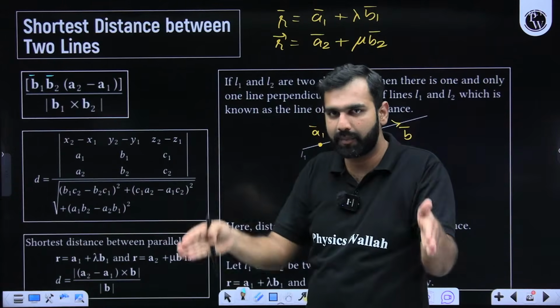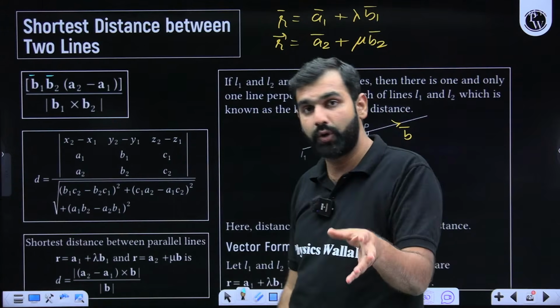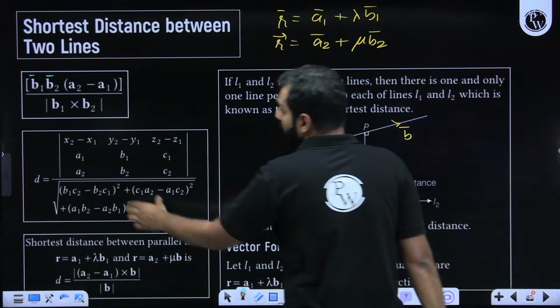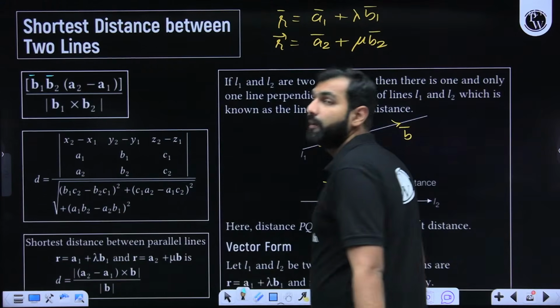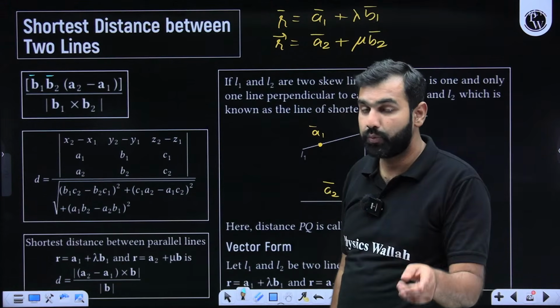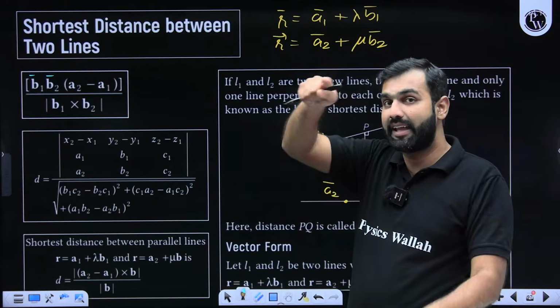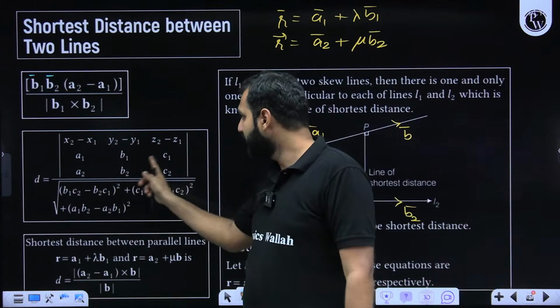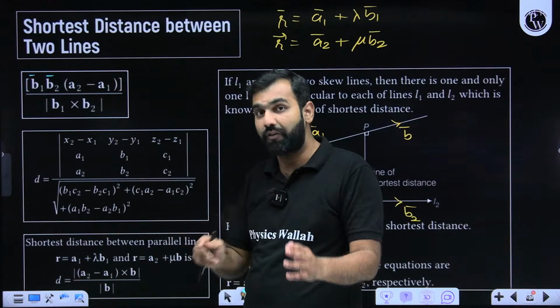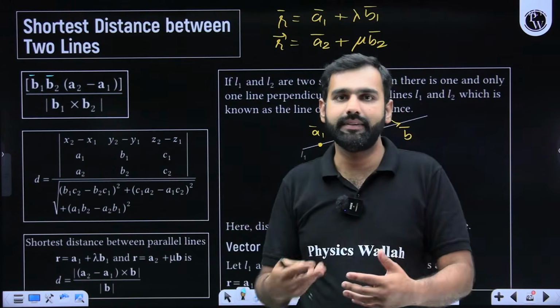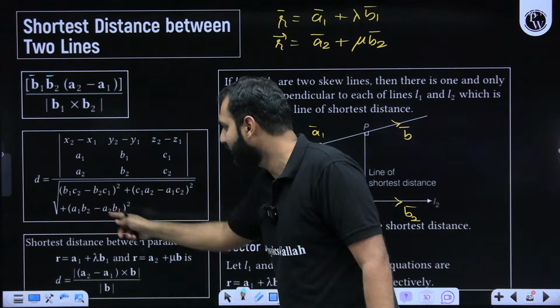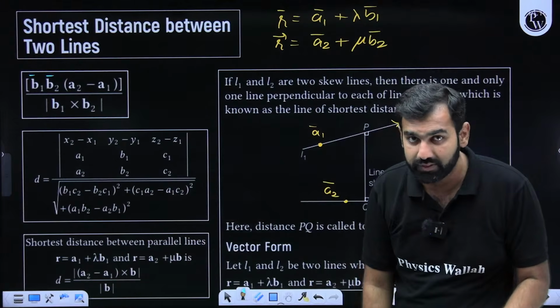So if I take the determinant of it, it will be the box of b1, b2, a2 minus a1, divided by the modulus of b1 cross b2. So I'll find b1 cross b2. b1 cross b2 will be the determinant of i cap, j cap, k cap, a1, b1, c1, a2, b2, c2. And then after having this vector, I'll take its magnitude. That's exactly what we have done over here. Did you understand this part?